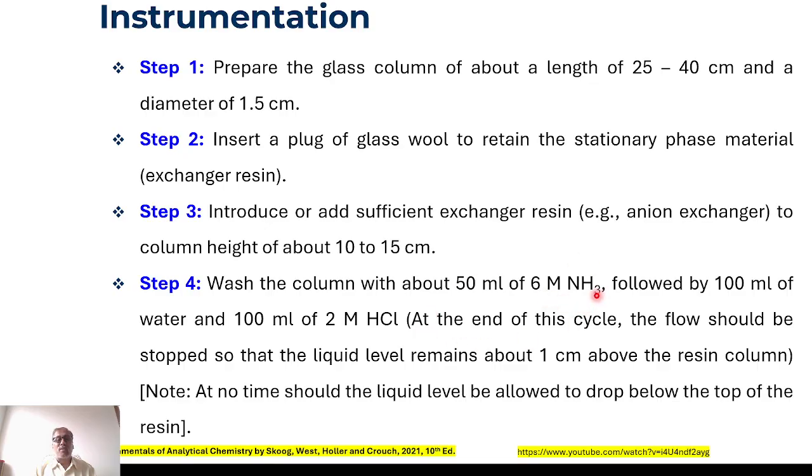This is not a hard and fast rule. You can even wash or equilibrate with the eluate or the mobile phase that you are using. Usually salts can be used, and you can wash the column with 2 molar HCl. You wash it 3 to 4 or 5 times and equilibrate it, so that the column will be appropriately set. There will not be any crack in the column. There will be uniform setting.